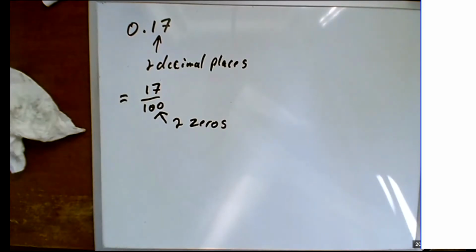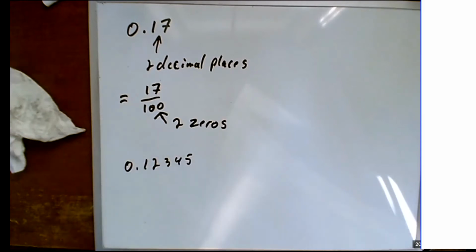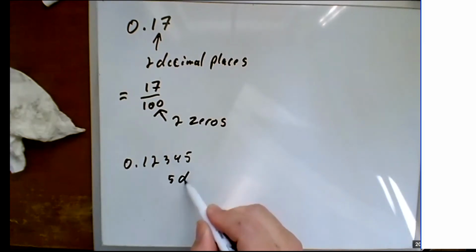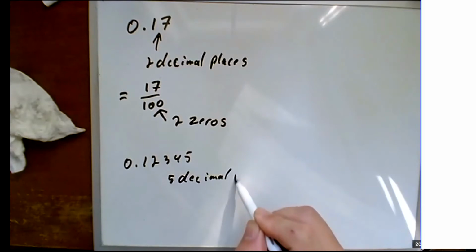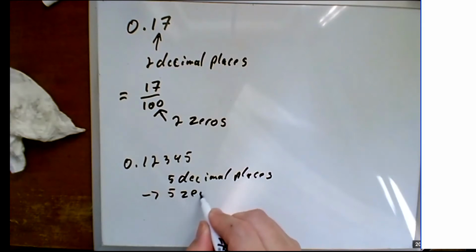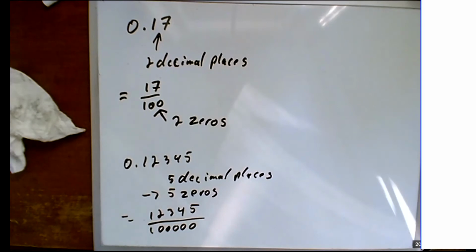And this works no matter how many decimal places you have. You just go ahead and follow that same number of zeros. So if I had 0.12345, just as a for instance, this has 5 decimal places. So it will have 5 zeros on the bottom. And that's always your first step. That's the easiest way to get to there. And then from there, you then reduce it.